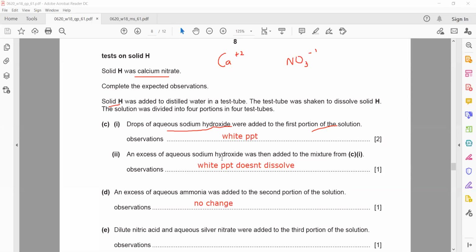Dilute nitric acid and silver nitrate was added to the third portion. Nitric acid and silver nitrate is a test for chloride, bromide or iodide. And you can see there is no chloride, bromide or iodide in this. So what we'll observe will be no visible change, no reaction. Is it clear till now? So you have to just recall the test for the specific ions.